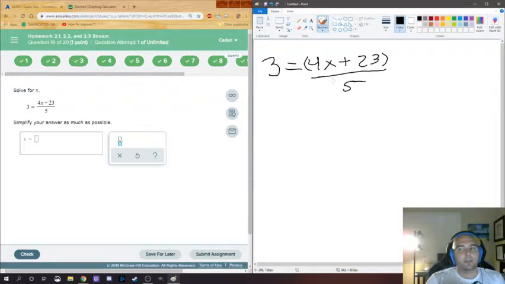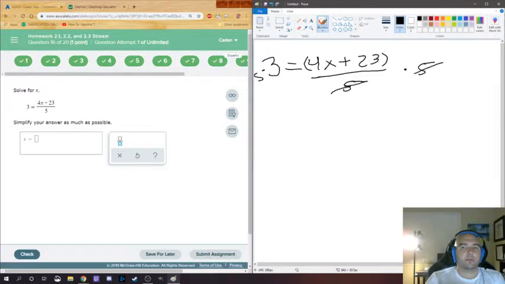Now that sounds contrary to what you have always heard. You're always like, do parentheses first. But when you're solving equations, you need to do parentheses last. It's like the opposite order. Okay, so the question now is, how do I deal with this 5? Well, it's dividing by 5, so the opposite would be multiplying by 5 on both sides.